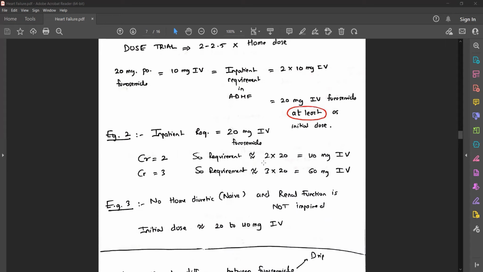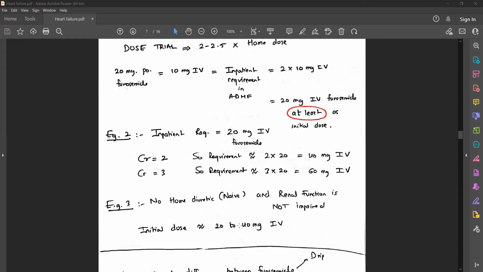So this patient's requirement will be approximately 2 times the 20 that you calculated based on the home dose, and it's going to be 40 milligram of IV furosemide. Then if the patient's creatinine is 3, it's approximately going to be 3 times the 20, that is 60 milligram of IV, and so on. So if you're admitting a patient who has HFrEF, EF is 20%, comes in with acute decompensated heart failure, and the creatinine is 3 or 4, giving them small doses of furosemide 20 milligram IV, it's unlikely that you're going to achieve a good amount of diuresis. So you always have to look at the patient's creatinine before you decide how much loop diuretic you want to give.